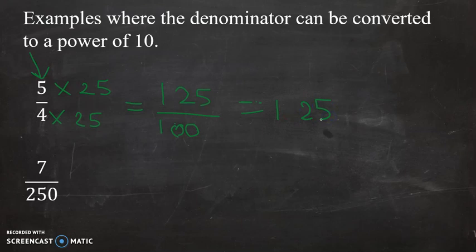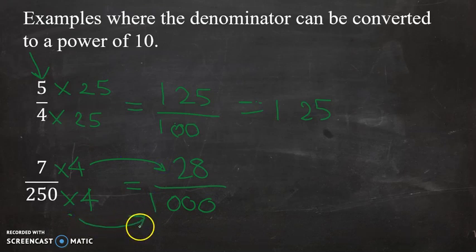Here, instead of going to 100, this is a good example because we're going to actually go to the next power of 10. We're going to go to 1,000. I can convert 250 to 1,000 by timesing by 4. So that gives me 28 all over 1,000. So 7 4s are 28, and 250 times 4 is 1,000.